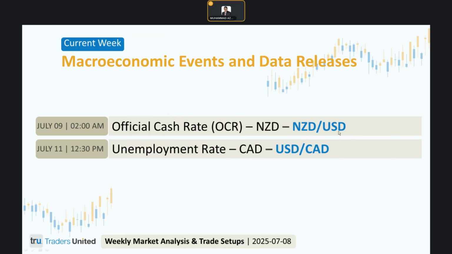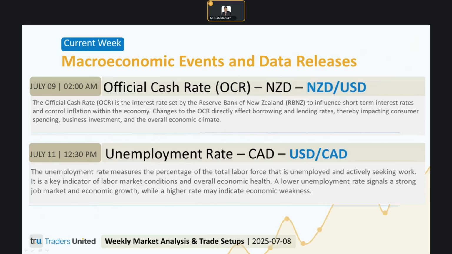By raising the OCR, the Reserve Bank of New Zealand aims to cool inflation through tighter financial conditions. Conversely, a cut in the OCR is intended to stimulate the economy by lowering borrowing costs and encouraging spending and investment. Now, the July 9th, 2025, report overview: the previous number we got is 3.25%.